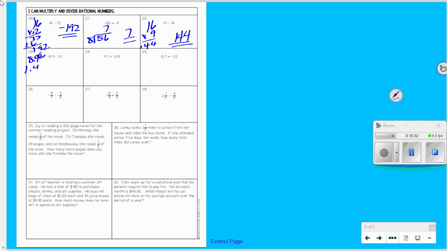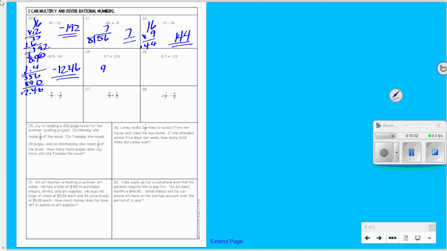8 and 9 tenths times 1 and 4 tenths. I have 2 decimal places. Gives me 36, 35, 0, 9, 8. Add them up. 6, 14, 11, 12. Put in my 2 decimal places. So 12 and 46 hundredths are opposite, so they hate each other. It's a negative.